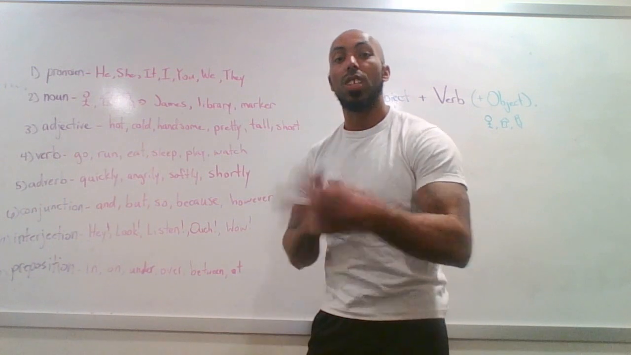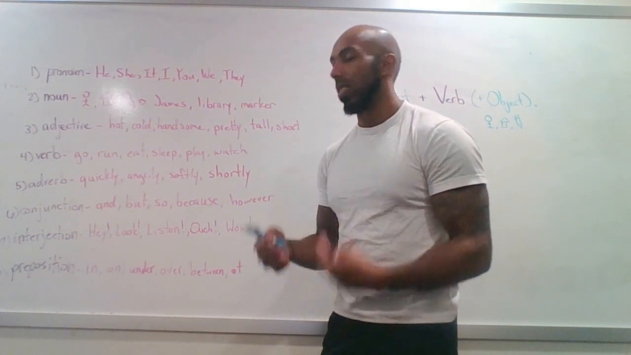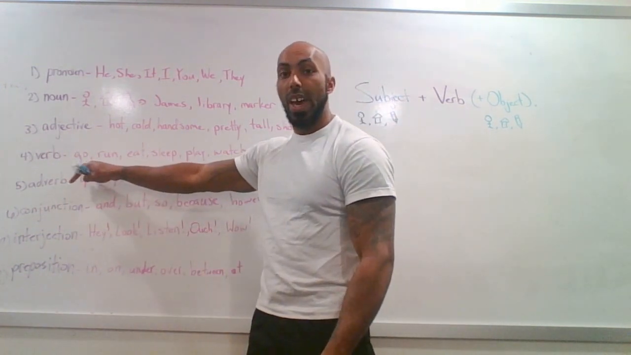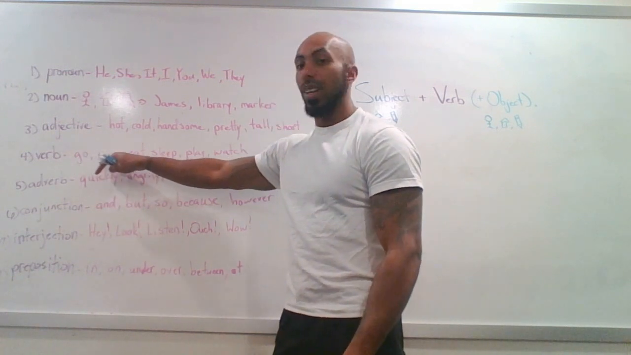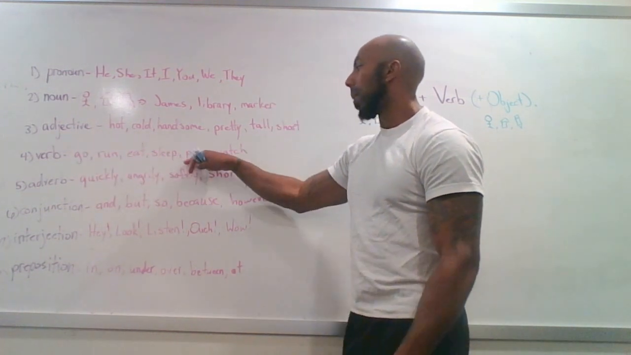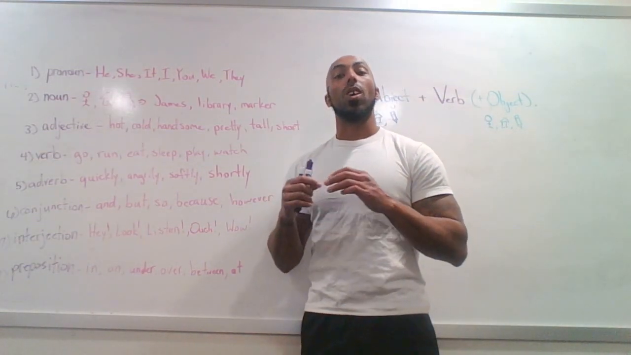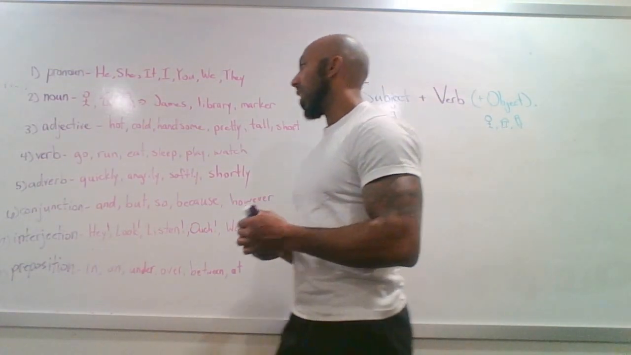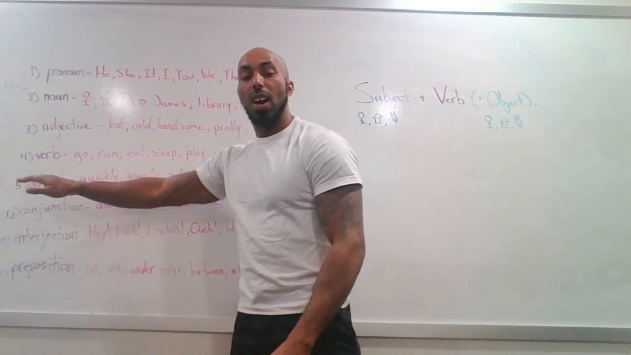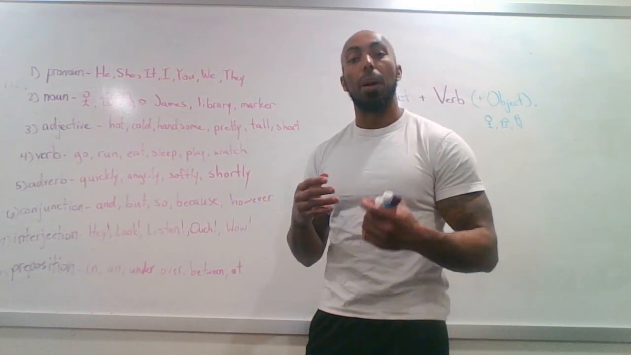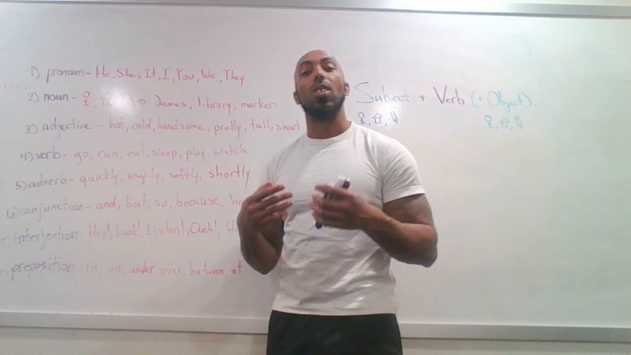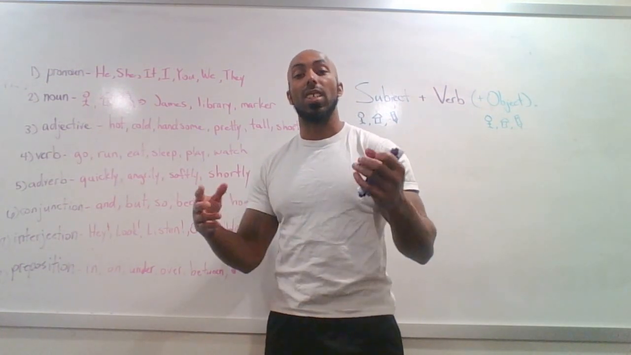Now verbs are things you do with your body, actions. Some examples I have are go, run, eat, sleep, play, and watch. Those are all things you can do with your body, so they're called verbs. Next we have adverbs. Now, an adjective tells us something about a noun. An adverb tells us how somebody does something.